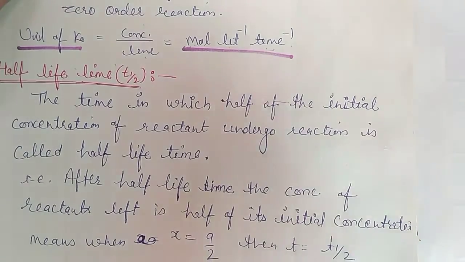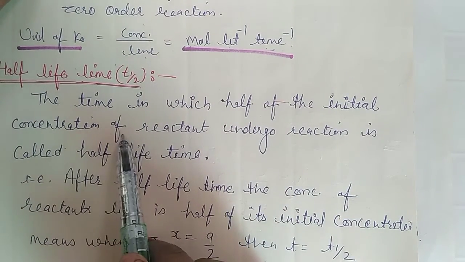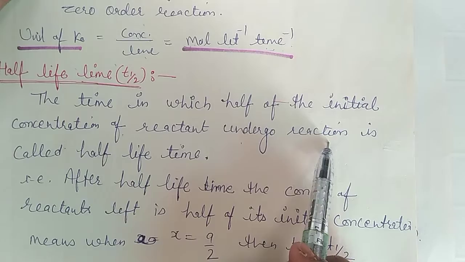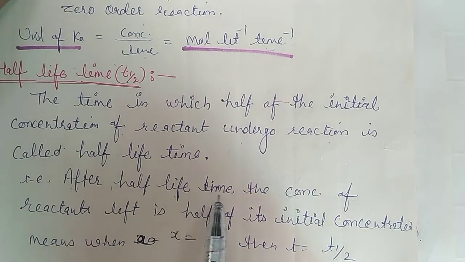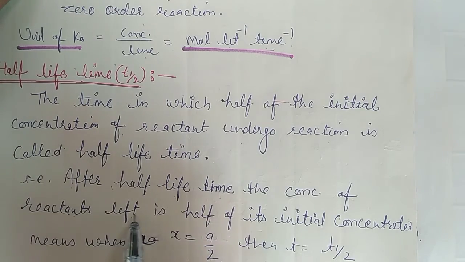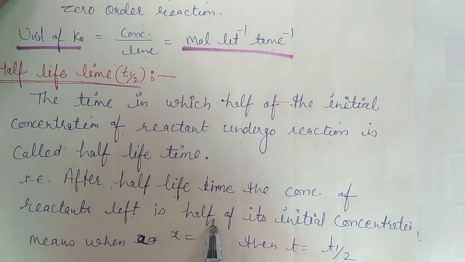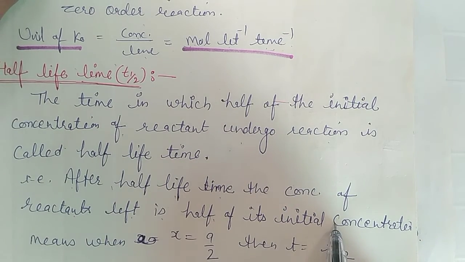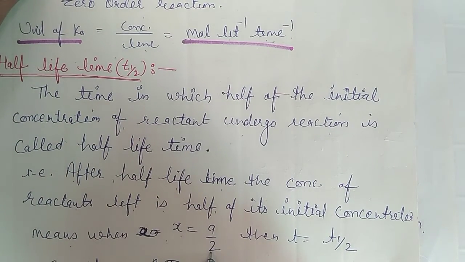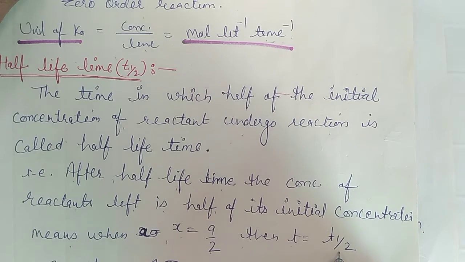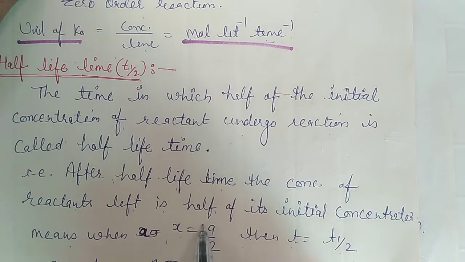The time in which half of the initial concentration of reactant undergoes reaction is called half-life time. Or we can say after half-life time the concentration of reactant left is half of its initial. It means that x is equal to a by 2 when t is equal to t half. Okay, then t is equal to t half.